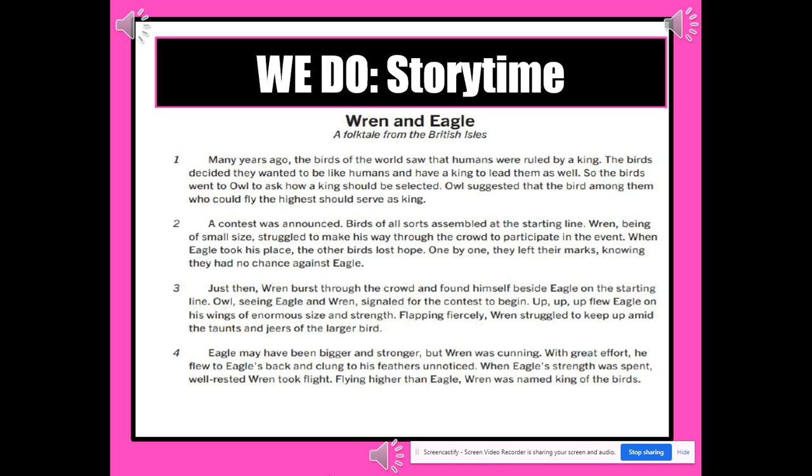Also ask, are there any events that help us understand the character's reason for doing something? Or are there any events that reveal the problem? Let's keep reading.